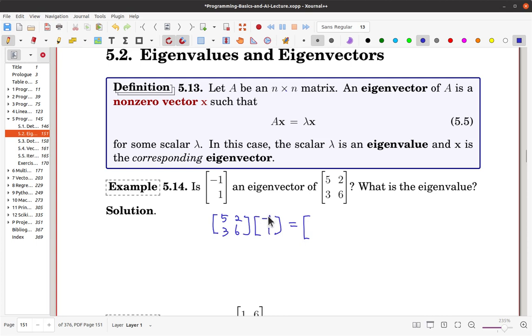First row times the column, that is -3. Second row times the column, that is 3, right? -3 plus 6. So we have to write this in the shape of lambda times x. X is -1 and 1, and to be the same, we have to put 3 here. So 3 is the corresponding eigenvalue, and this vector is an eigenvector of the matrix.